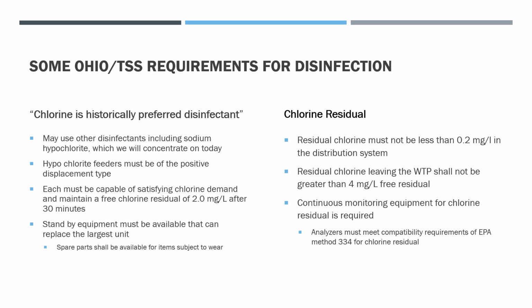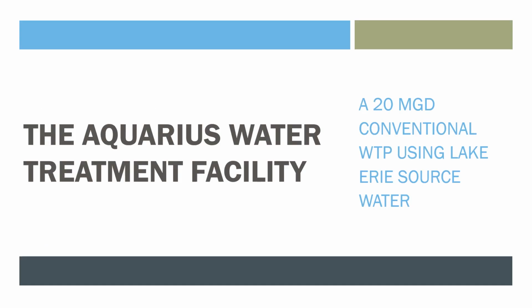When it comes to chlorine residual, the chlorine must not be less than 0.2 milligrams per liter in the distribution system, and the residual leaving the water treatment plant shall be greater than 4 milligrams per liter free residual. Continuous monitoring equipment, of course, is needed for chlorine residual as required, and analyzers have to meet compatibility requirements for EPA method 334 for chlorine residual. So we'll see if this plant stacks up to that.